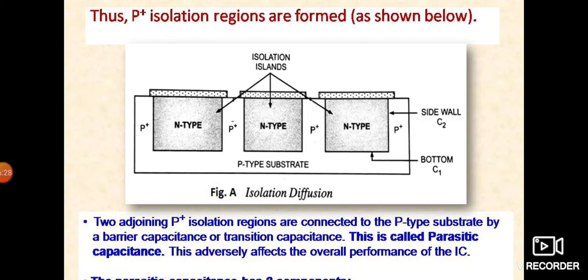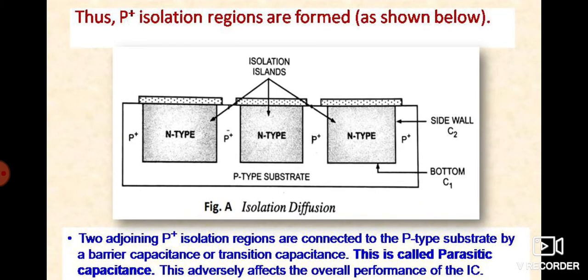Here you can see the figure A after isolation diffusion. You can see the P plus regions in between the N-type regions, and those N-type regions are separating the P plus regions. Thus N-type regions are isolation islands, and the silicon dioxide layer above those N-type regions is acting as a mask, that is, screening off these N-type regions from impurity diffusion.